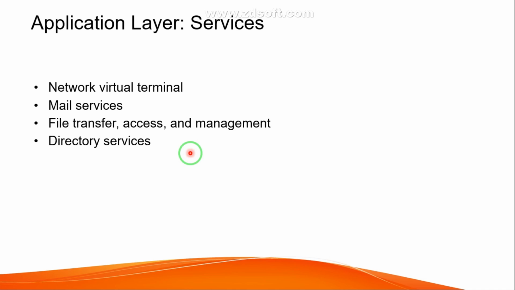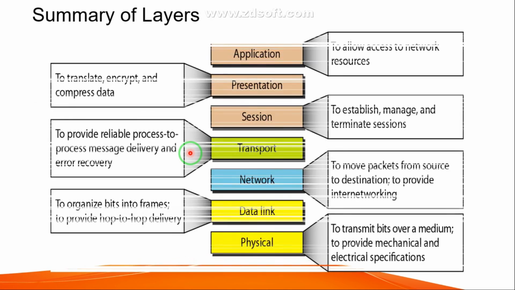You are sending an email, then that mail is going to be stored in the recipient mailbox, and at any time you can access your mail. It means it has been stored somewhere. So this file transfer access is done by this layer. And then a user can log into a remote computer and access the resources of that computer. Then accessing the World Wide Web, then directory services. So all these are the duties of the application layer.